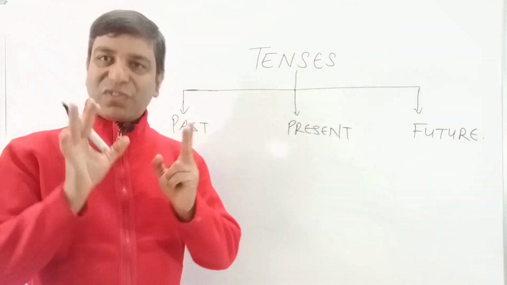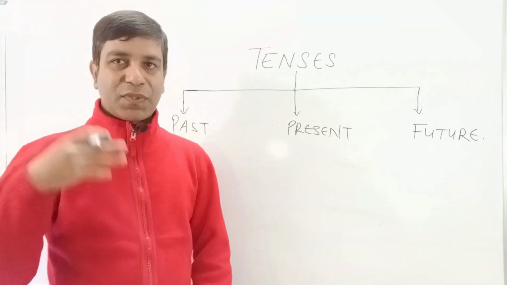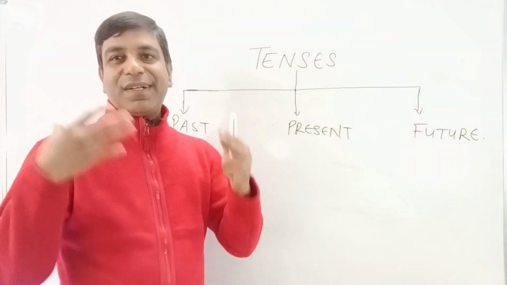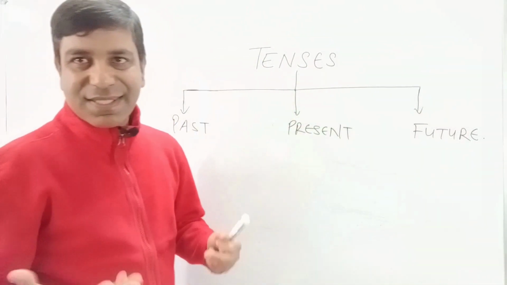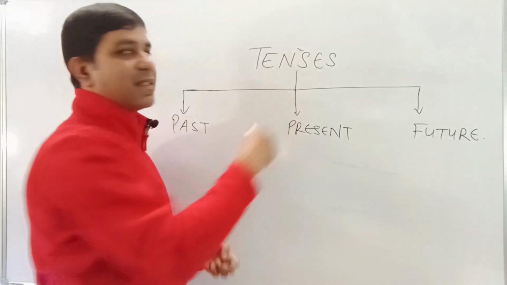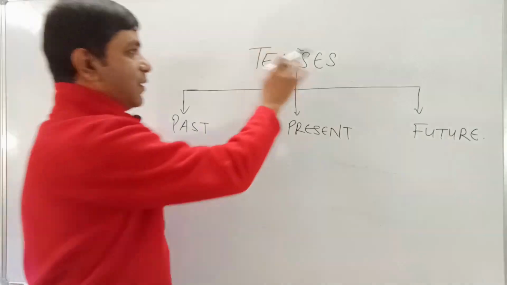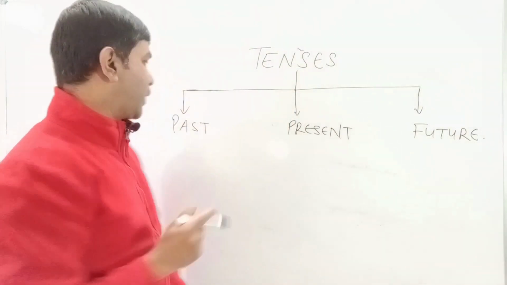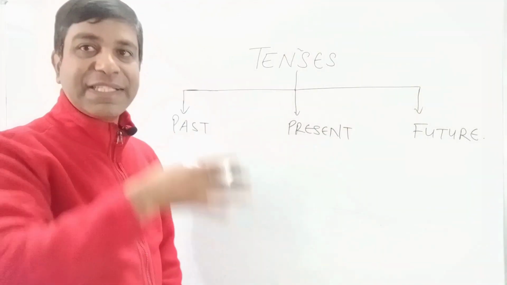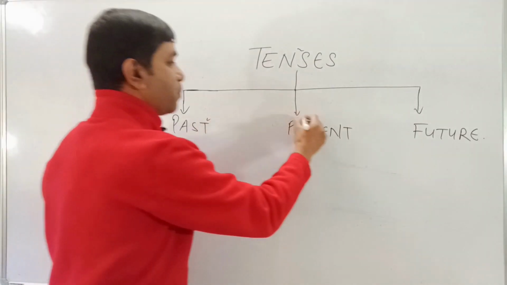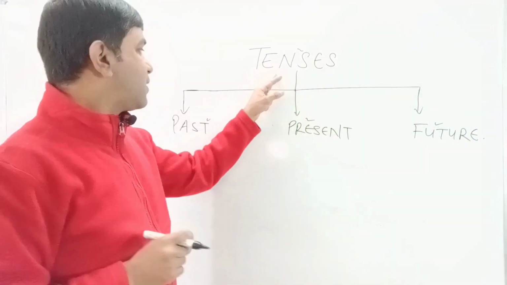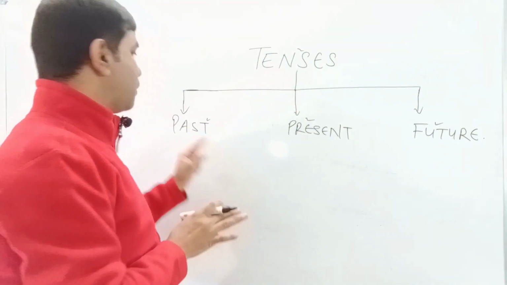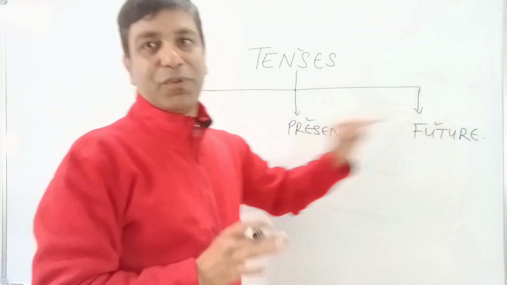We have three categories of time: present, past and future. This is also very simple to understand. So let's go ahead. You can understand this table as a family chart. Let's say that tenses is the father and this father has three children. The names of these children are past, present and future.